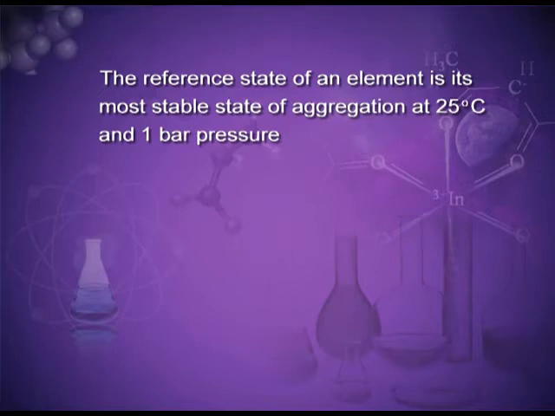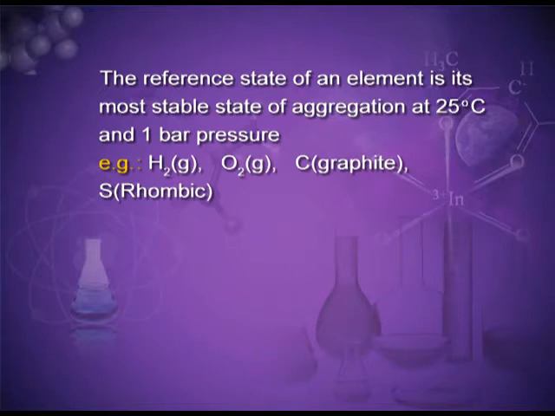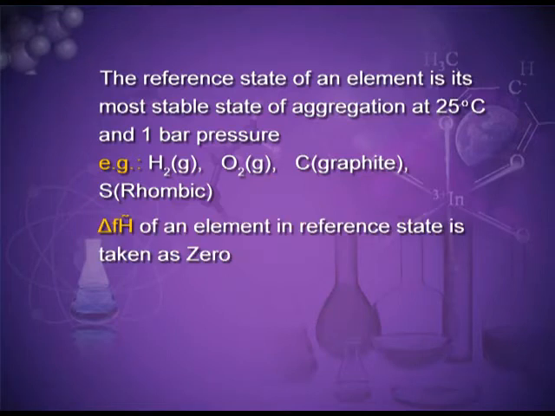The reference state of an element is its most stable state of aggregation at 25 degrees Celsius and 1 bar pressure. The standard state for hydrogen is the gaseous state. For oxygen, again it is the gaseous state at 25 degrees Celsius and 1 bar pressure. Out of the allotropic forms of carbon, that is diamond, graphite, fullerenes and other forms, graphite is the standard state for carbon. Similarly, out of many allotropic forms of sulfur, rhombic sulfur is the standard state. Standard enthalpy of formation in the standard state is taken as 0.